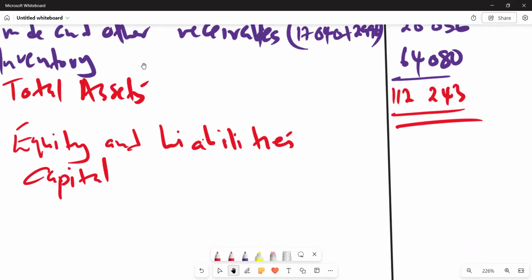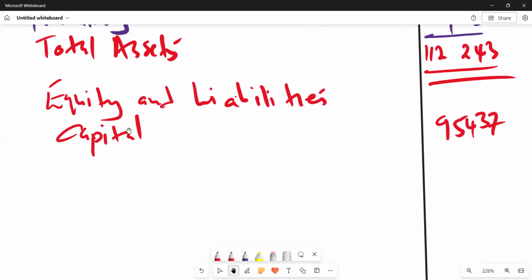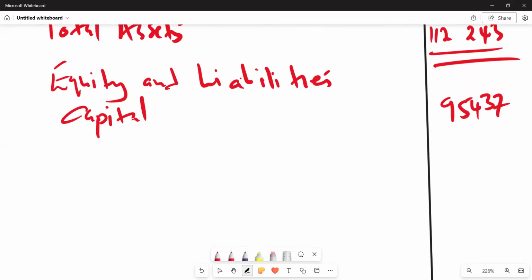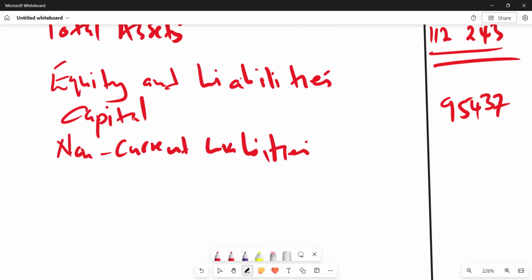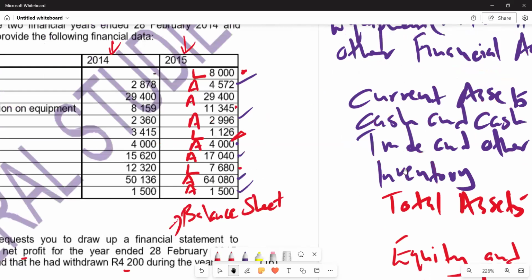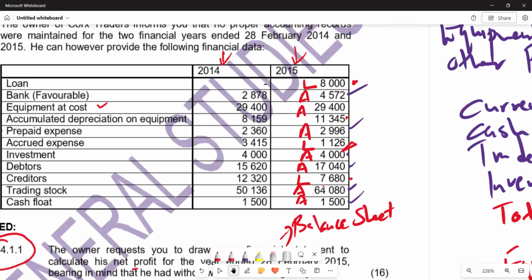So here we are saying capital. The figure that we got there is 95,437. So this is what we have. Beneath our capital, that's where we're going to have our non-current liabilities. Non-current liabilities. Then for non-current liabilities, remember we have our loan that we have there, which is loan 8,000.